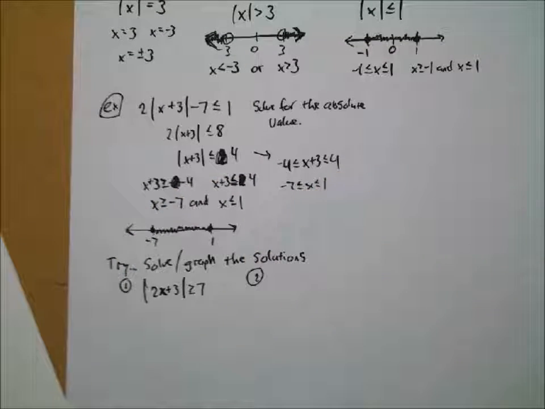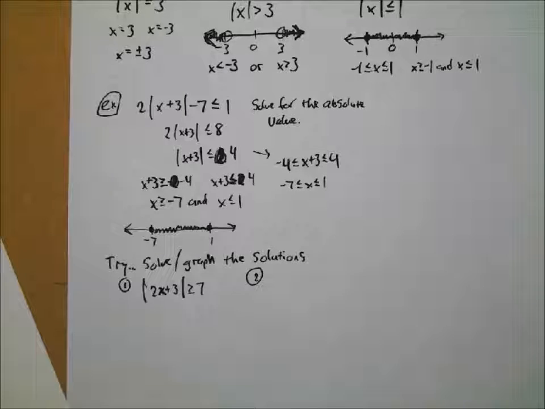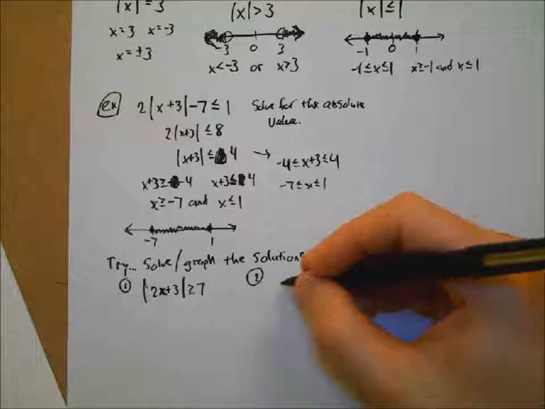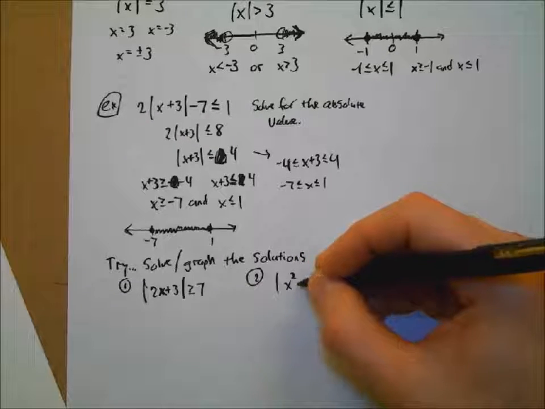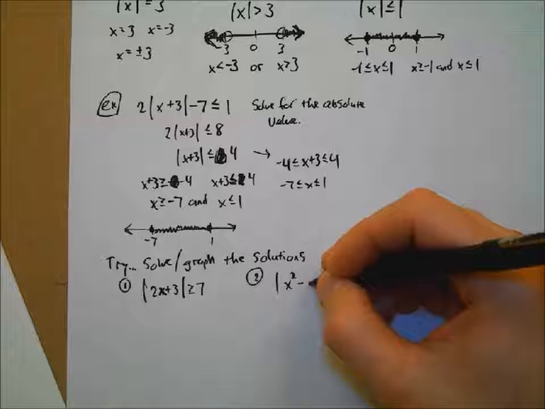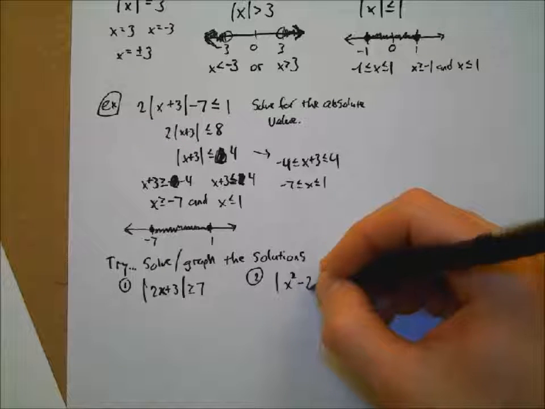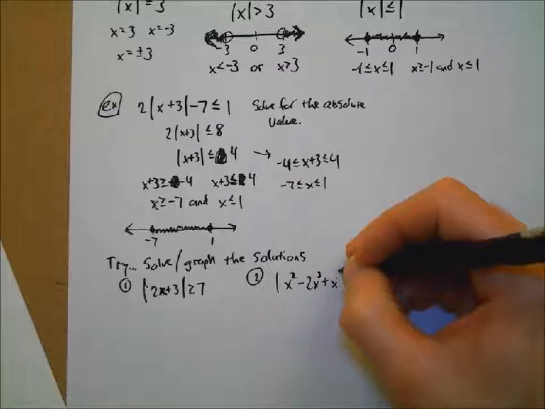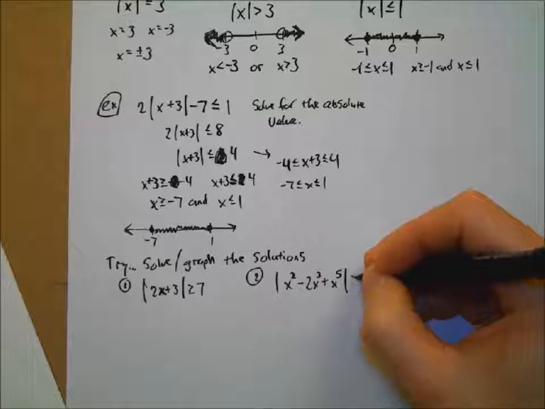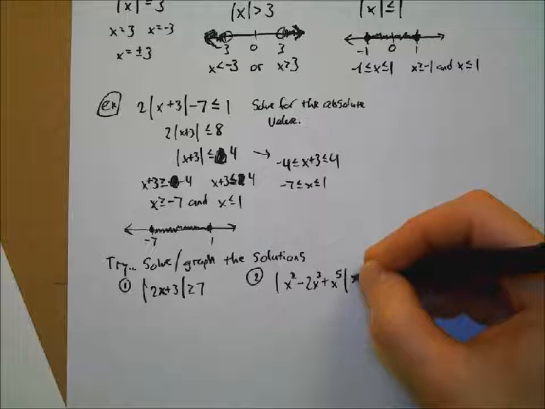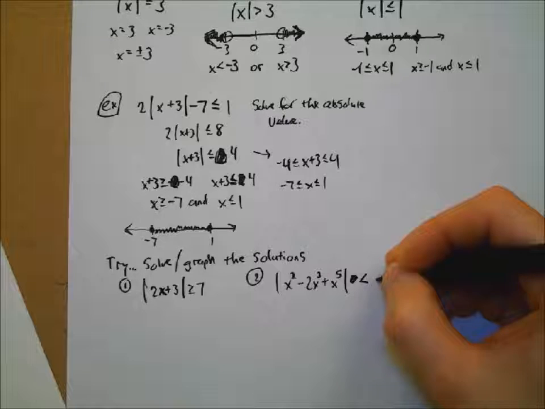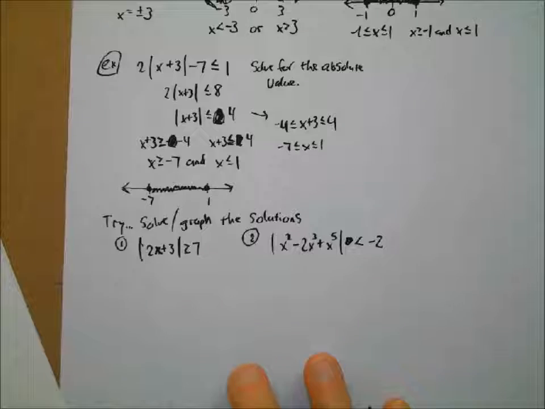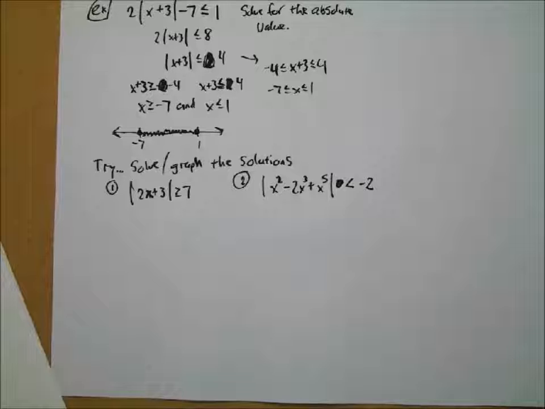And then number 2: absolute value of x squared minus, I don't know, 2x cubed plus x to the 5th is, actually let me do it this way, less than negative 2. Okay, so those two, give them a try.